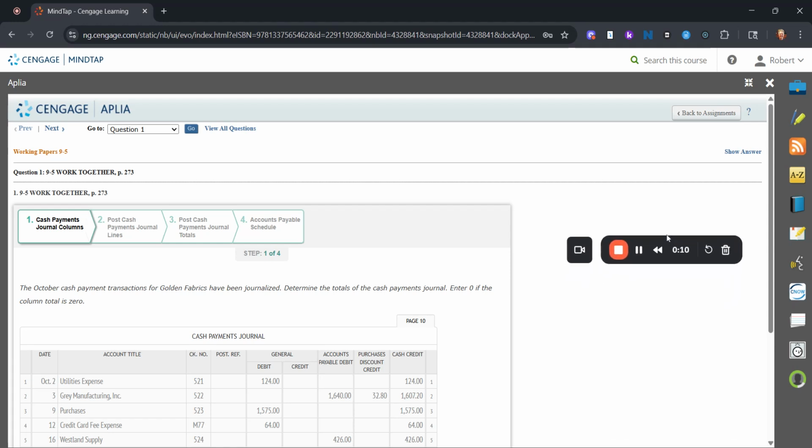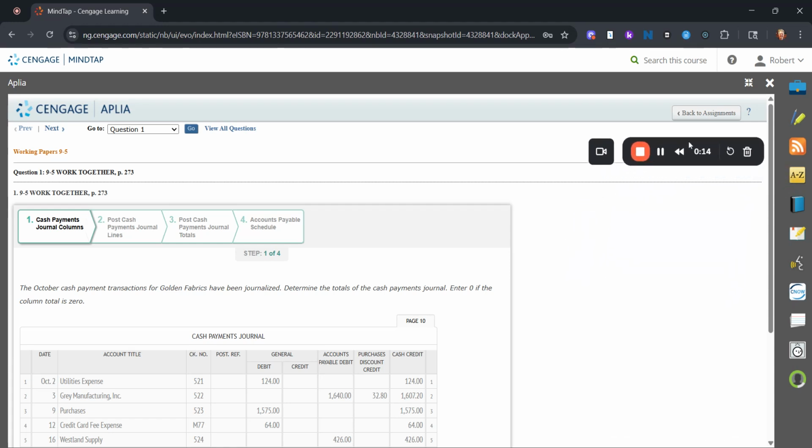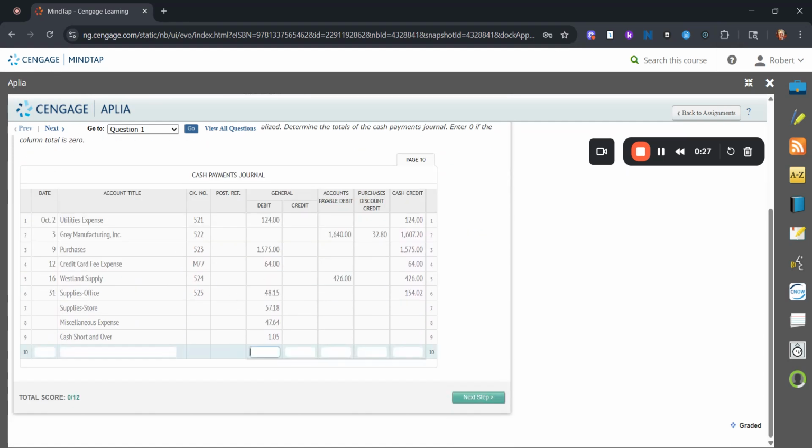Okay, so here we have the 9-5 on your own. So we've got 4 steps. So this is where we're going. Step 1, we're going to total our columns in step 1.